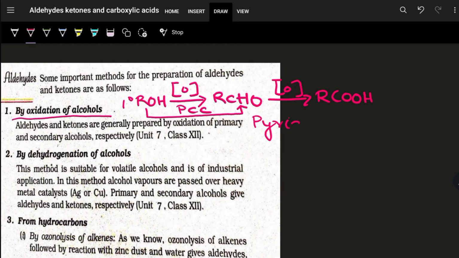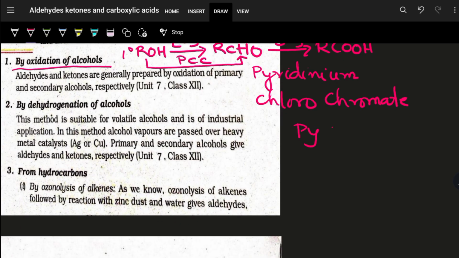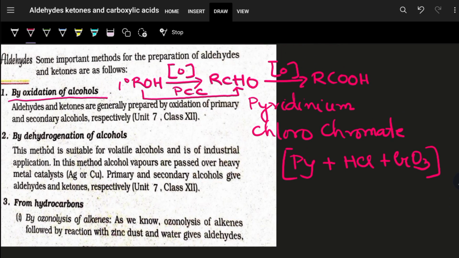It is known as pyridinium chlorochromate. Now, this is actually a complex which is formed by mixing pyridine with HCl and CrO3. When you mix these three, you get a complex known as pyridinium chlorochromate, and it has the function of causing controlled and selective oxidation. That means only 1 degree alcoholic OH gets converted to CHO.